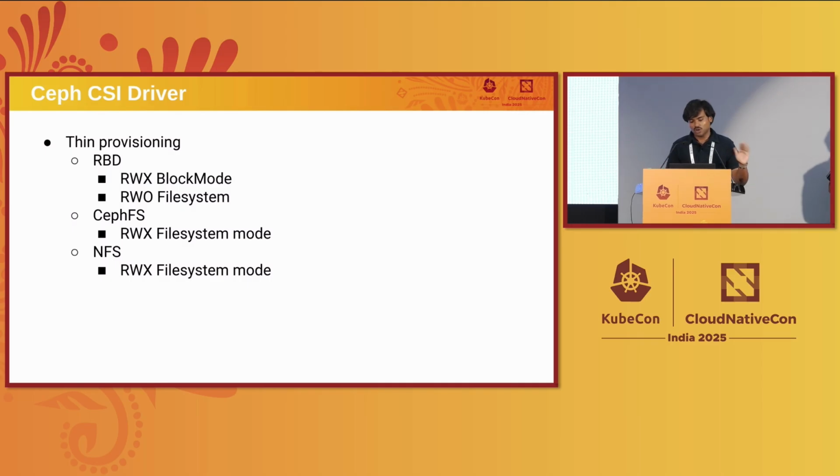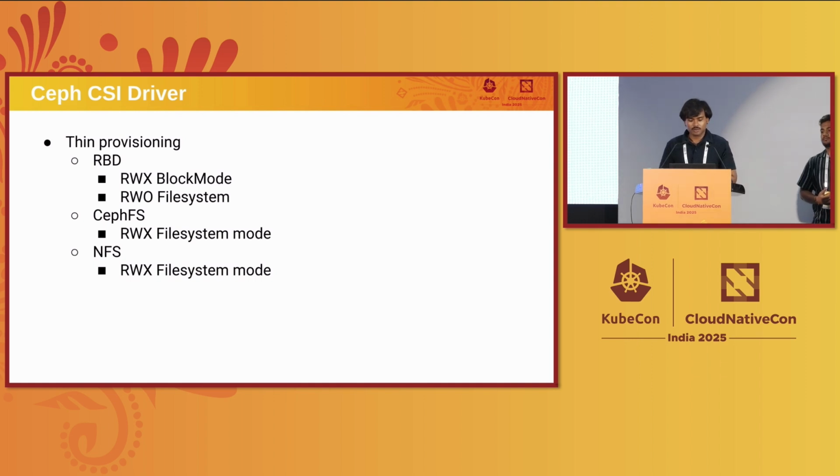Thin provisioning: all the volumes are thin provisioned. So even if you provision 100 GB, it will not actually occupy 100 GB in the backend, but as you fill up the data, it also starts filling up. With RBD, we get ReadWriteMany in block mode, mainly used for VMs with KubeVirt and other similar workloads where the user application takes care of memory locking. And then we also saw Ceph takes care of creating and mounting a file system on top of the block device.